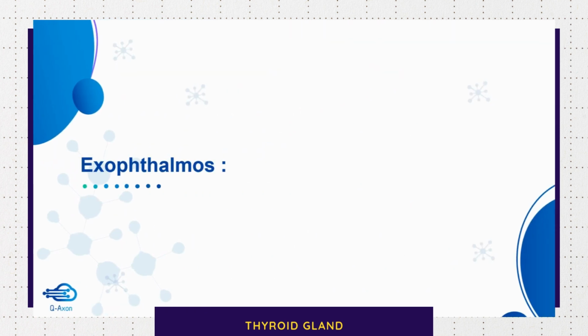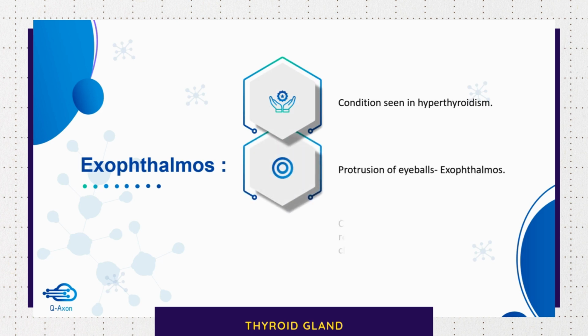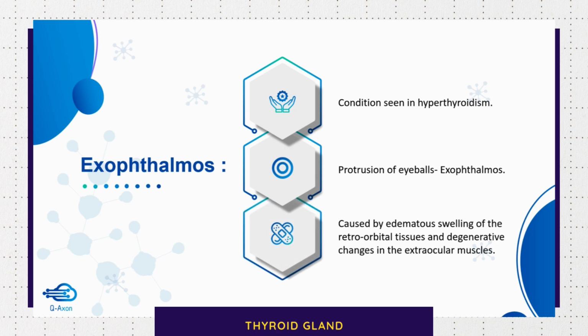One of the clinical features seen in hyperthyroidism is exophthalmos. It is a condition in which there is protrusion of the eyeballs. It is caused by edematous swelling of the retroorbital tissues and degenerative changes in the extraocular muscles.